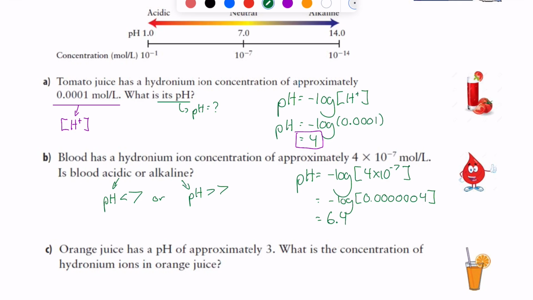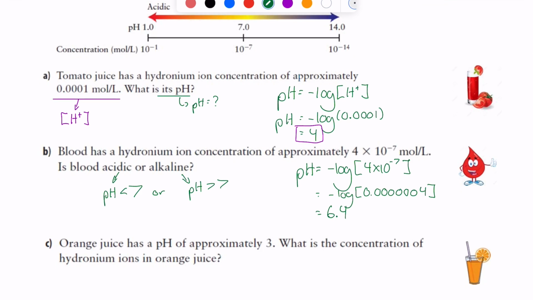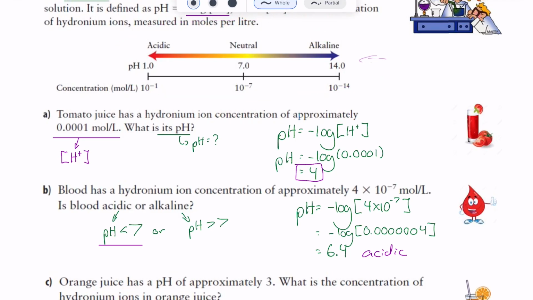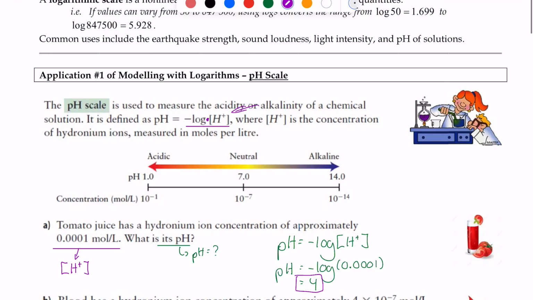So because it is a number that is less than 7, that means you are acidic. So this would be acidic. And again, do you need to know this scale? No. If I'm asking you a pH question, I'm going to give you this, and I'm also going to give you this formula, okay?